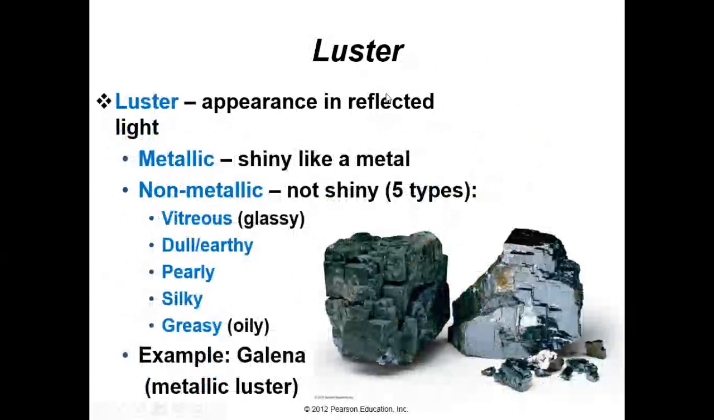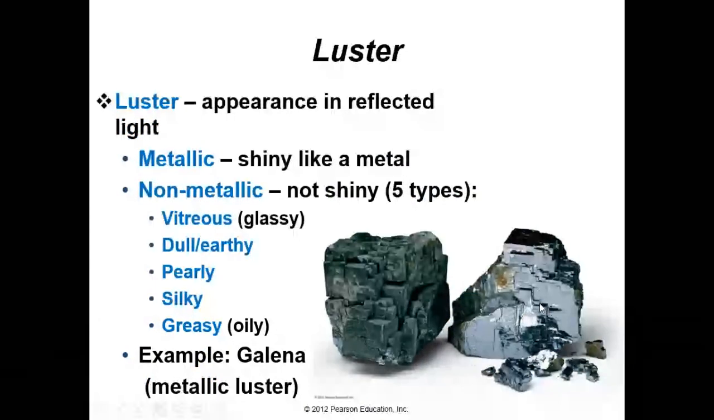Okay, so first is luster. This is how a mineral appears when light is reflected off of it. You basically have two different possibilities. One is metallic, the other is non-metallic. When light reflects off of a metallic luster, it looks shiny like this, okay? When light reflects off of a non-metallic mineral, it looks dull, aka not shiny, okay?